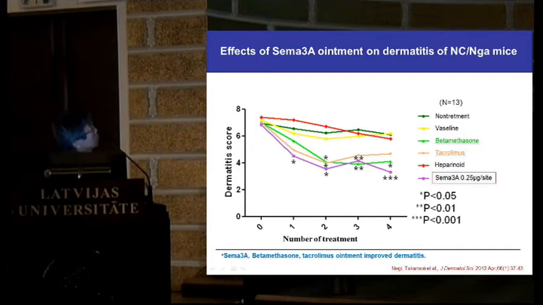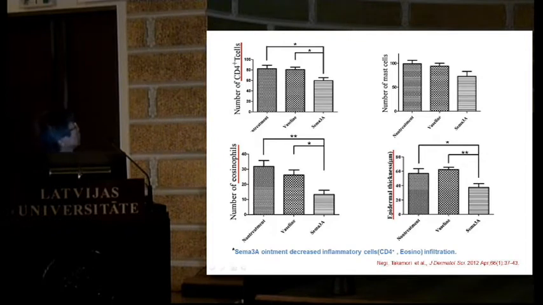Dermatitis: semaphorin 3A improved the dermatitis, as well as betamethasone and tacrolimus. Semaphorin 3A ointment reduced the number of CD4 T cells and eosinophils, and acanthosis also improved.